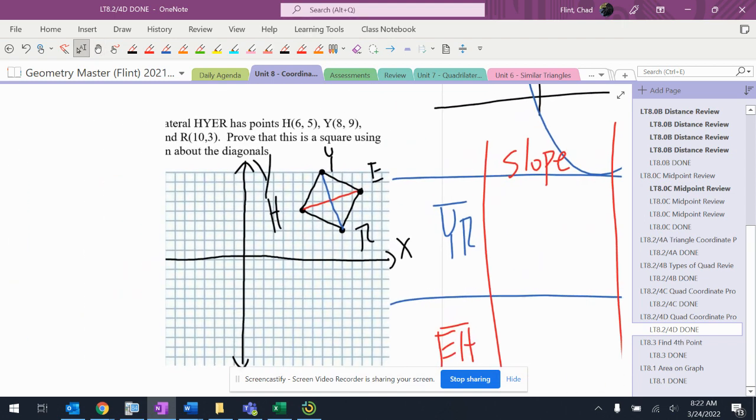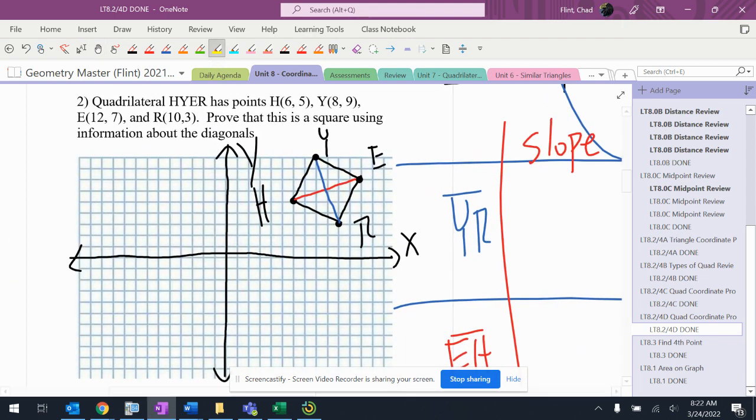Now the question I would ask myself first is what needs to be true with the diagonals of a square. If I work my way down through, they need to be equal. That's going to come from their distance. They need to be perpendicular. That's going to come from the slopes. And that's probably enough.